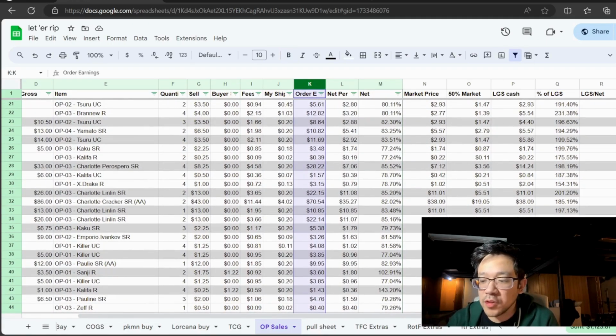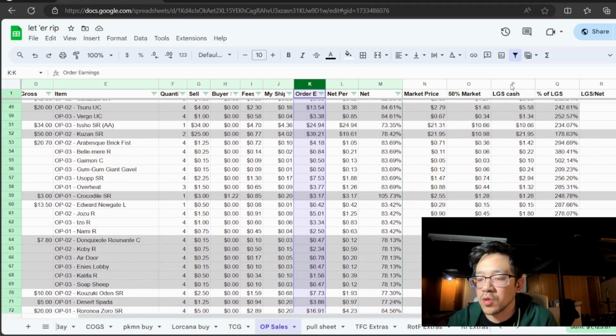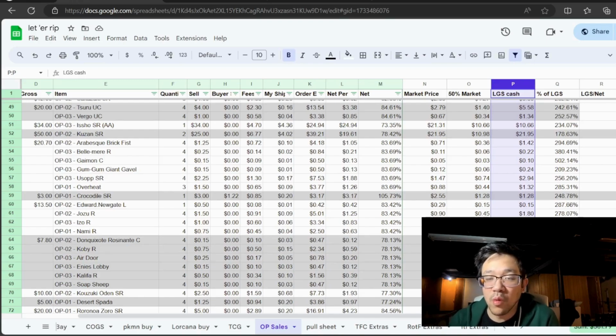So far, after fees and shipping, we've made $1,100. Whereas if he had gone and taken these cards that we've sold so far to his local game store, he would have made $561. So we're basically doubling what we could be making, and I think we're both pretty happy about that.